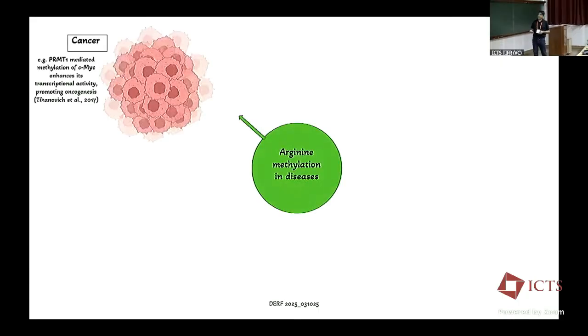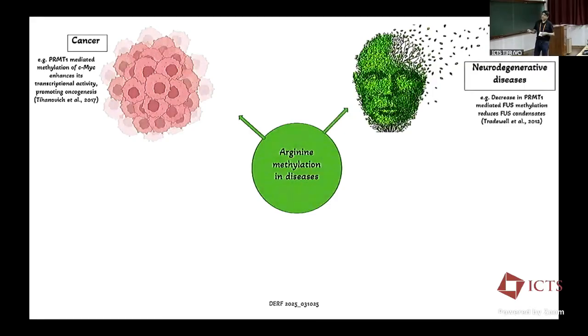Okay, so arginine methylation on its own, right? It wouldn't just happen on RNA binding proteins, it can happen on a variety of other proteins as well. It has been implicated in both health and disease.